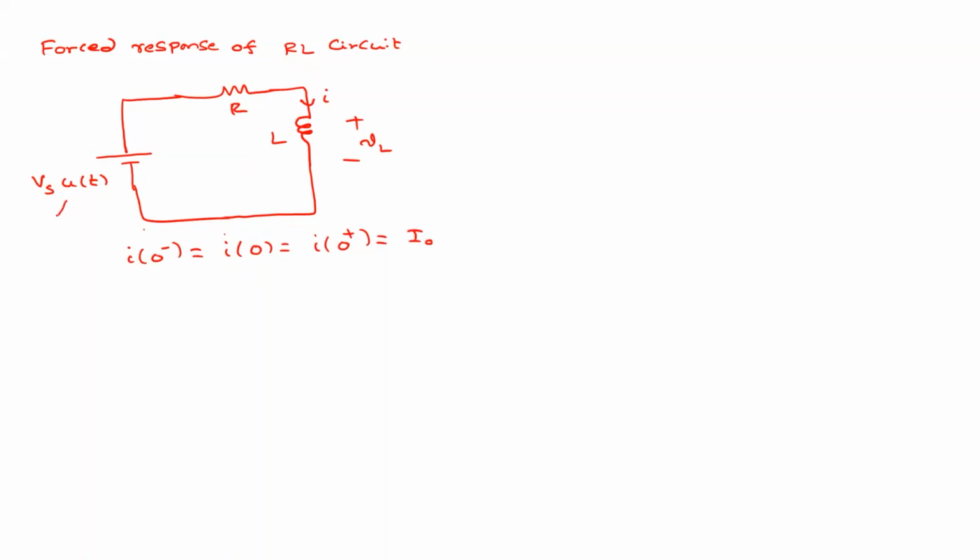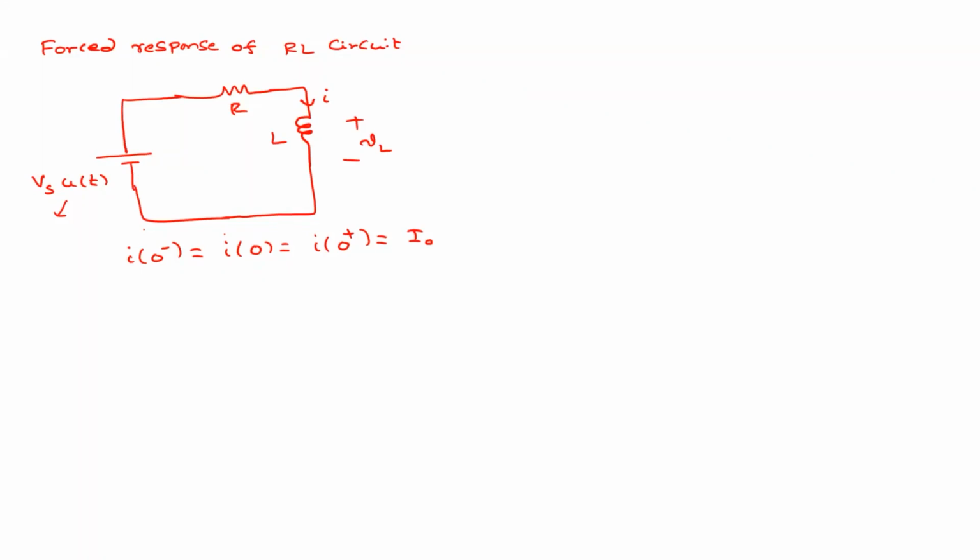You are aware of this meaning, right? For t less than or equal to 0, this is open circuited and its value is 0, so there is no source here. And for t greater than or equal to 0, its value is equal to Vs. That is clear to you, right?